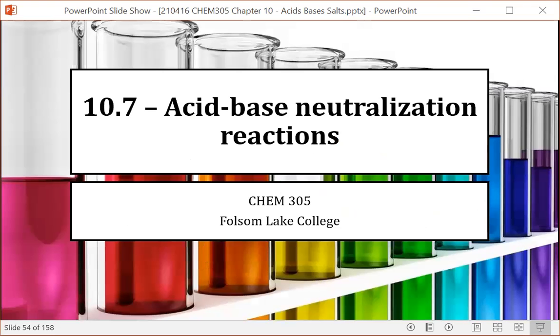Okay, so that was it for section 10.6. It's a very short one because a lot of the information on salts has already been covered in previous chapters. The key here is to be able to identify an ionic compound as a salt. And again, it's going to be essentially any ionic compound except for the ones that contain hydroxide, and those will be classified as bases.